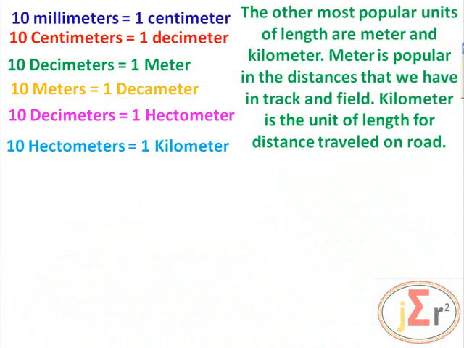The other most popular units of length are meter and kilometer. Meter is popular in the distances that we have in track and field. So I'm asking Jerry, what is Usain Bolt's favorite distance on the track? 100 meters. I did not hear. That is not loud enough, Jerry. 100 meters.